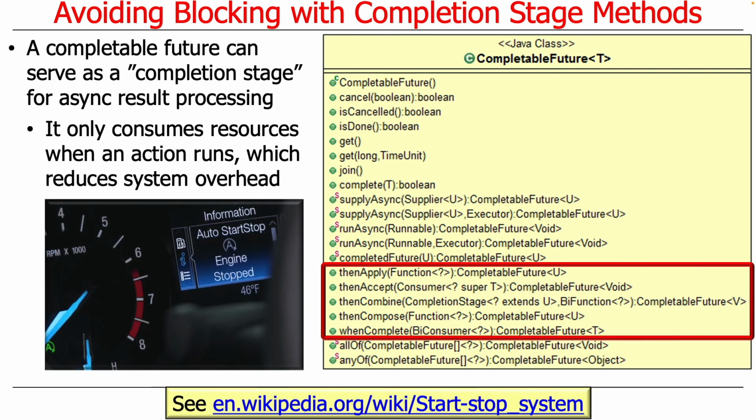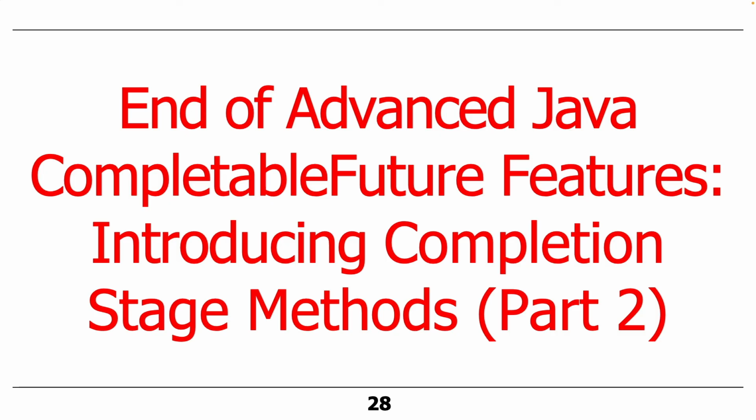So the basic motivation here in the context of Java completion stage methods is you only consume resources when an action is running, which reduces system overhead. And that's why when we've looked at some examples earlier, we've seen that the CompletableFuture versions often run better than the parallel streams versions. Okay, so that is the end of the discussion about introducing completion stage methods. We'll come back and talk in more detail about those methods here starting in just a moment.